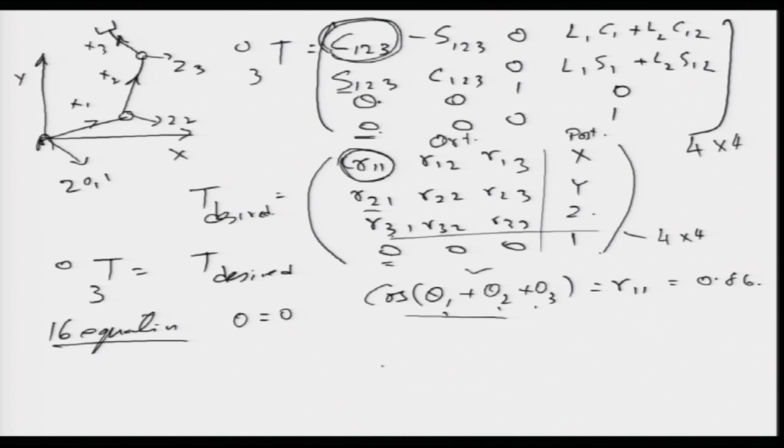So what is done is, instead of trying to solve from the orientation part, we try to solve from the x, y, and z side. So I'm going to equate this to this, this one to this one, and this one to this one. That is normally what is tried. If I equate this to x, that to y, and this to z, then I have two equations and two unknowns.